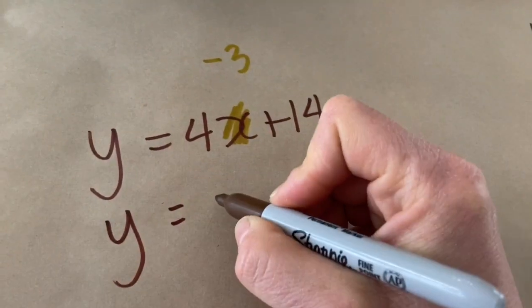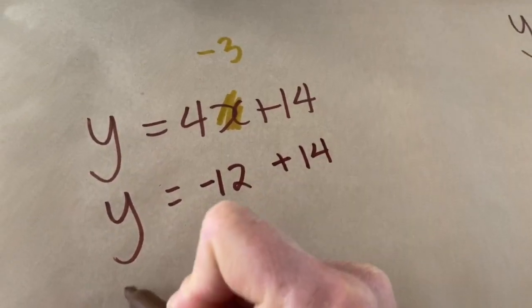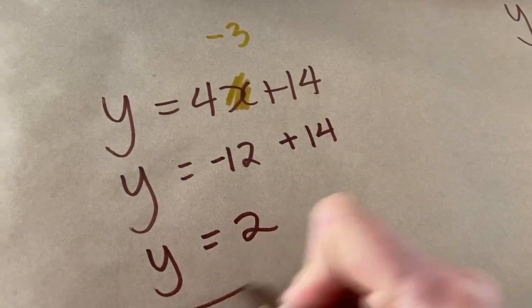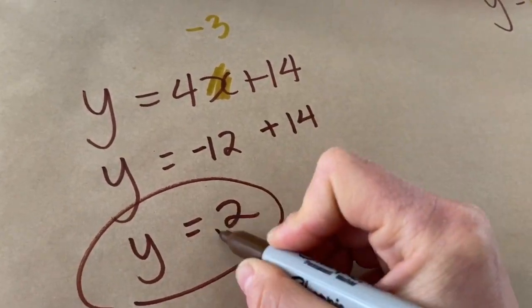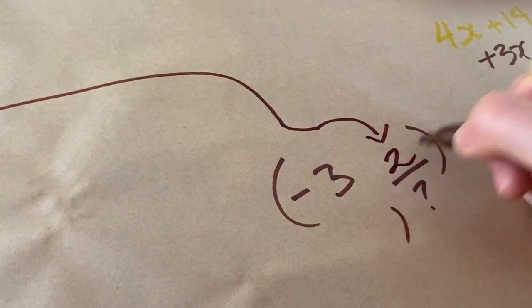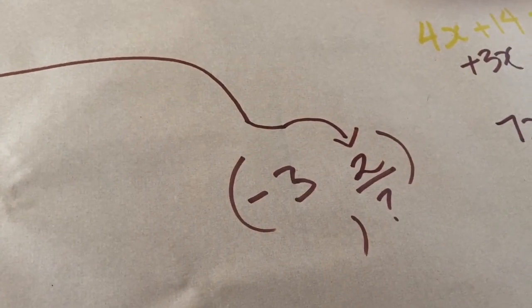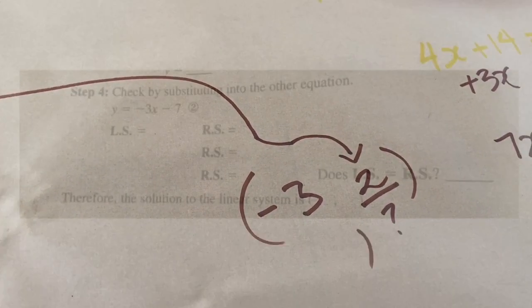4 times -3 is -12. -12 plus 14 is equal to 2. And that 2 is going to go right over here. And I have shown that the intersection point should be -3, 2, just as Desmos let us know.